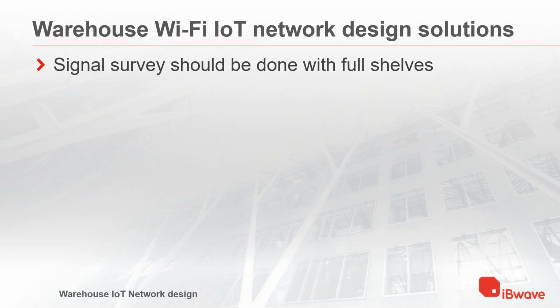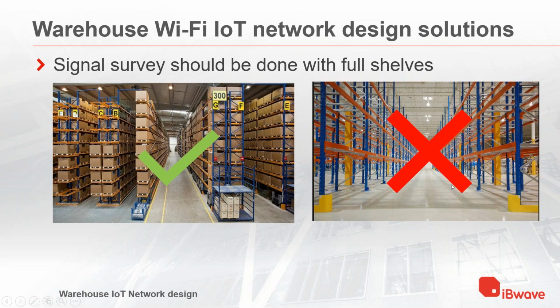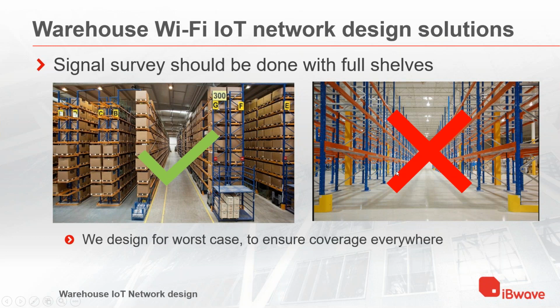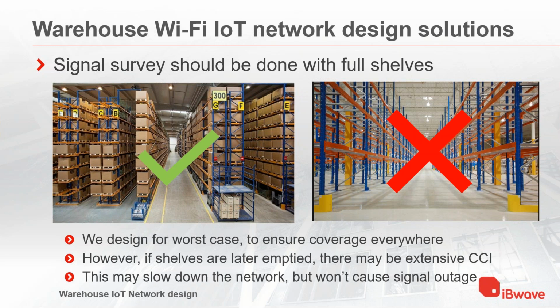Now, signal survey should be done with full shelves because full shelves are the worst case scenario. You should not do a signal survey when the shelves are empty. And the reason why is we design for worst case to ensure coverage everywhere. If shelves are later emptied, there may be excessive CCI. But this may slow down the network, but it won't cause signal outage.